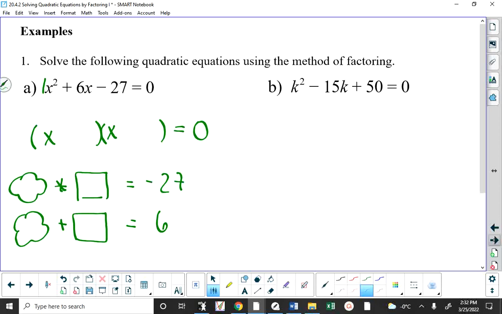So, is there any way to combine the number 1 and 27 in such a way to get 6 in the middle by addition? Well, there's no way. They're 26 apart from each other. But when you look at 9 and you look at 3, they're 6 apart. So it makes sense that if the 9 is positive and the 3 is negative, they will add to give the 6. And that makes perfect sense because we want a negative 27 when we multiply. So they have to be opposite in sign. The bottom line is it's x plus 9, x minus 3.